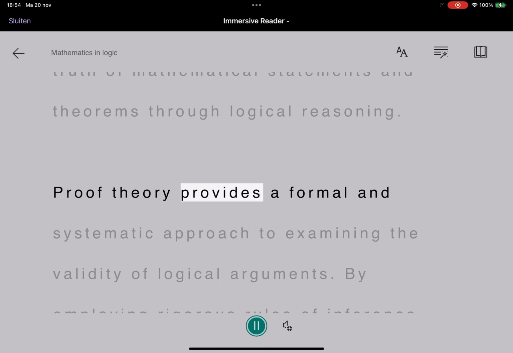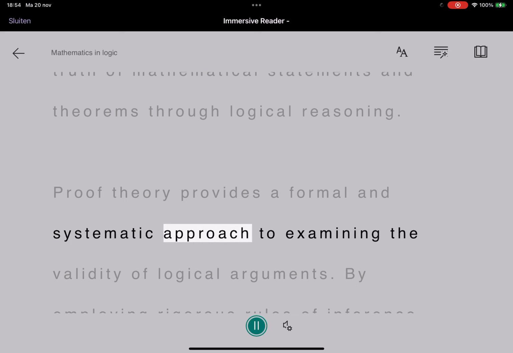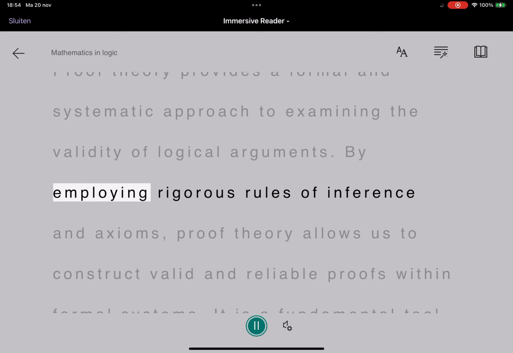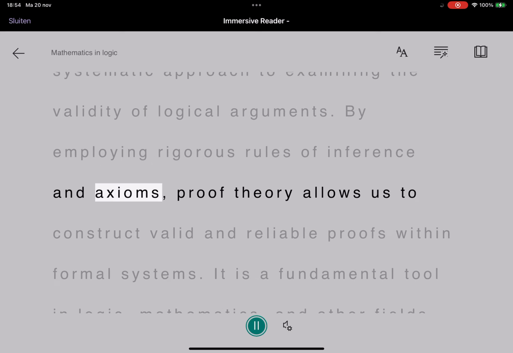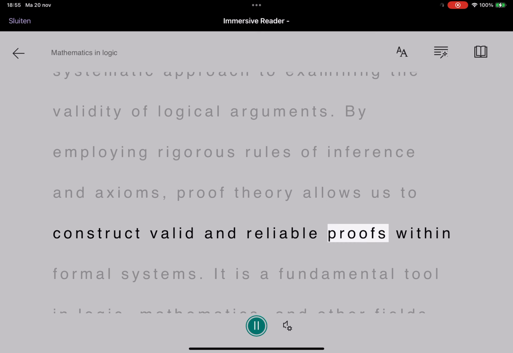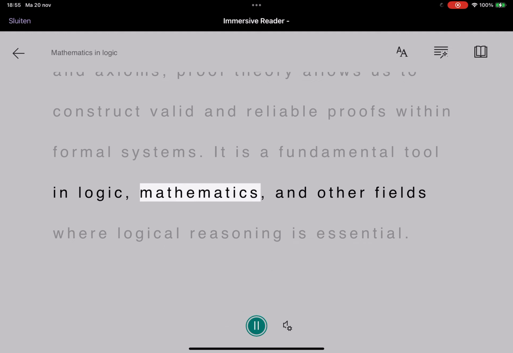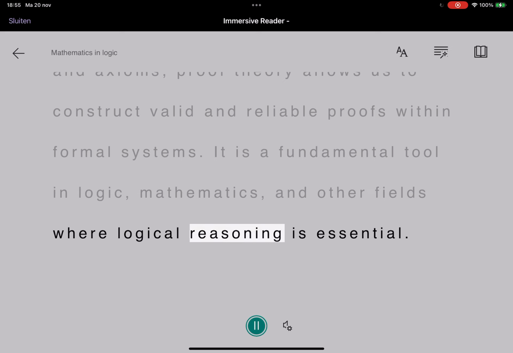Proof theory provides a formal and systematic approach to examining the validity of logical arguments. By employing rigorous rules of inference and axioms, proof theory allows us to construct valid and reliable proofs within formal systems. It is a fundamental tool in logic, mathematics, and other fields where logical reasoning is essential.